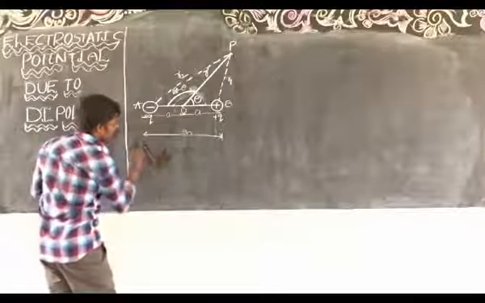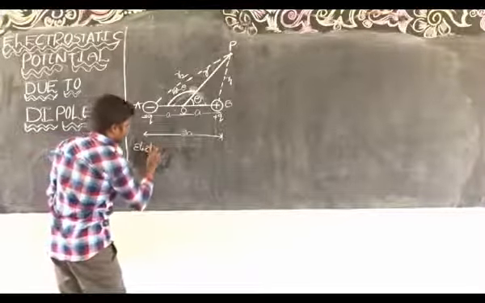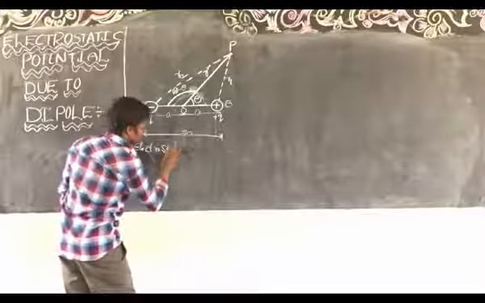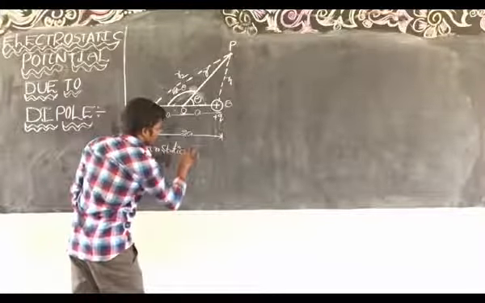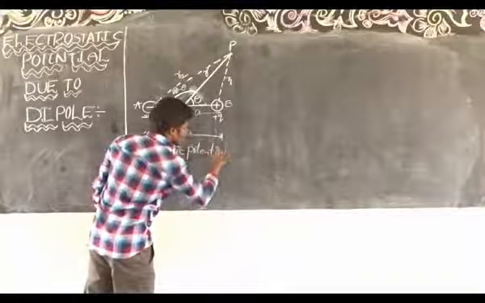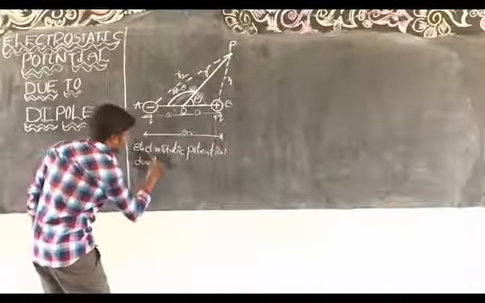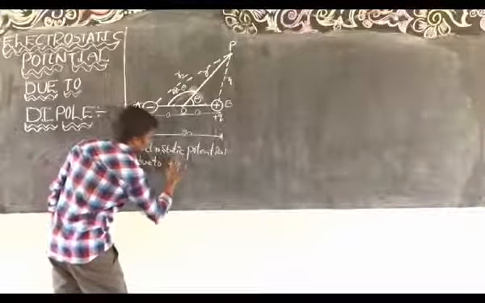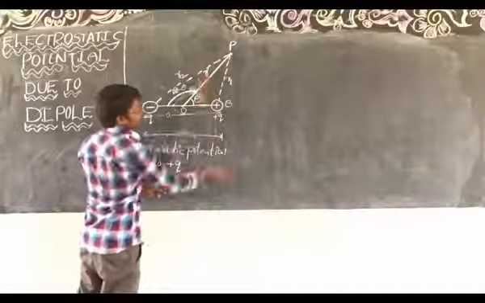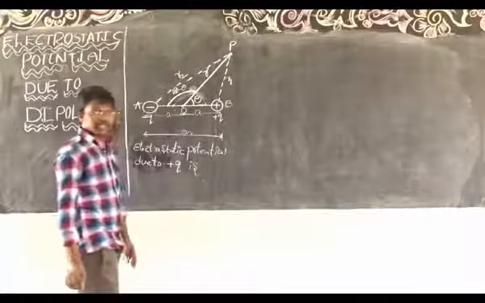Okay, write that down. Electrostatic potential due to plus Q. So what is that?